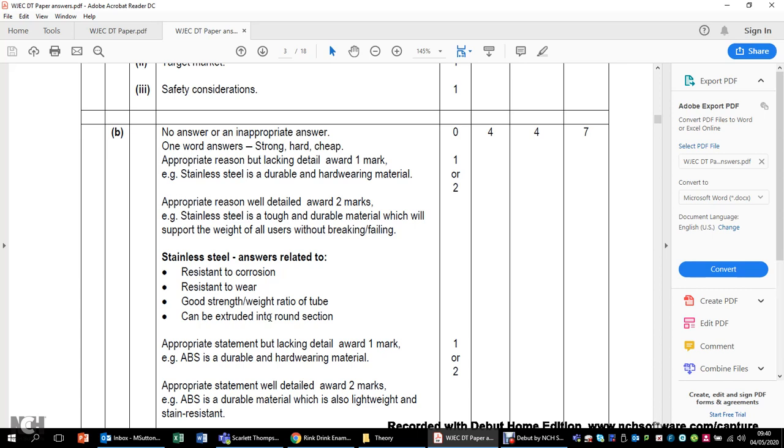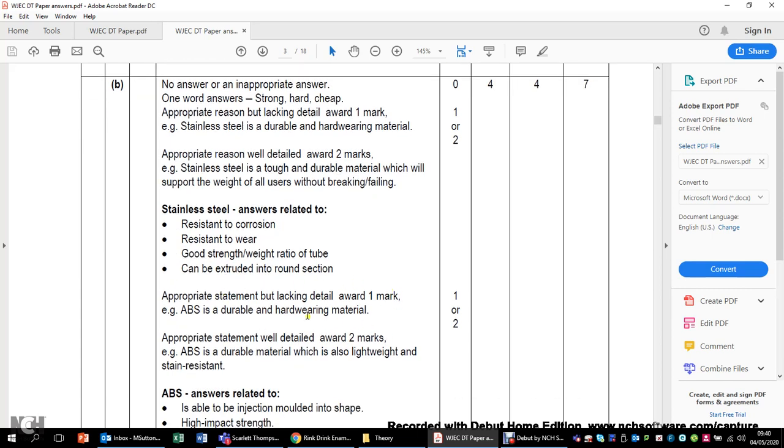Things like that. So look at your answers. Have you got 1 mark or have you got 2? You only get the 2 marks if you've justified your answer. Absolutely crucial that you do that. So an example here as well, appropriate statement but lacking detail, award 1 mark.